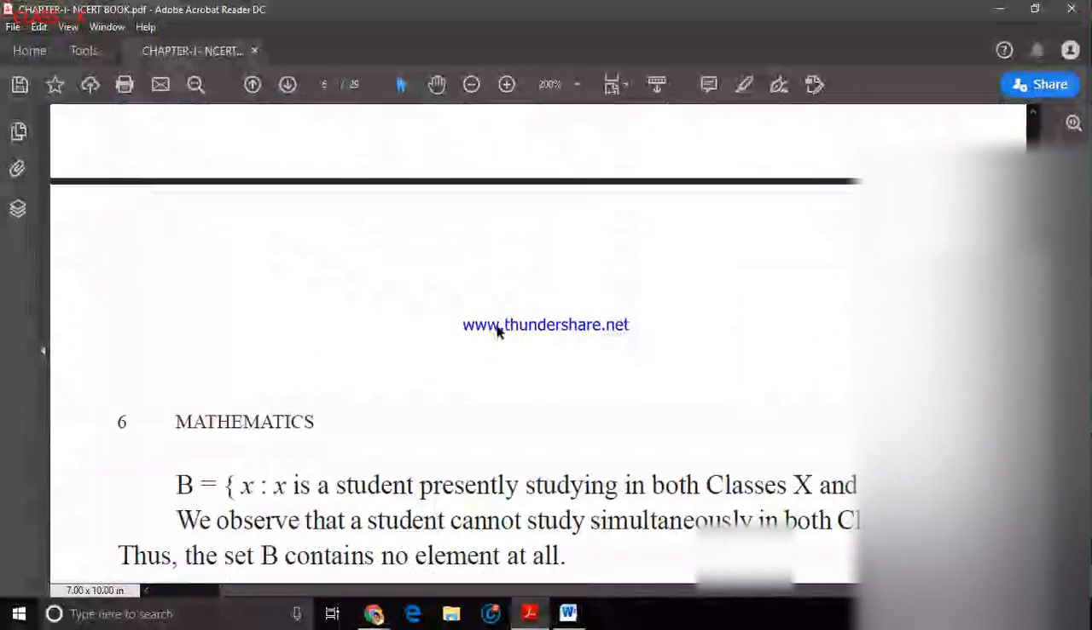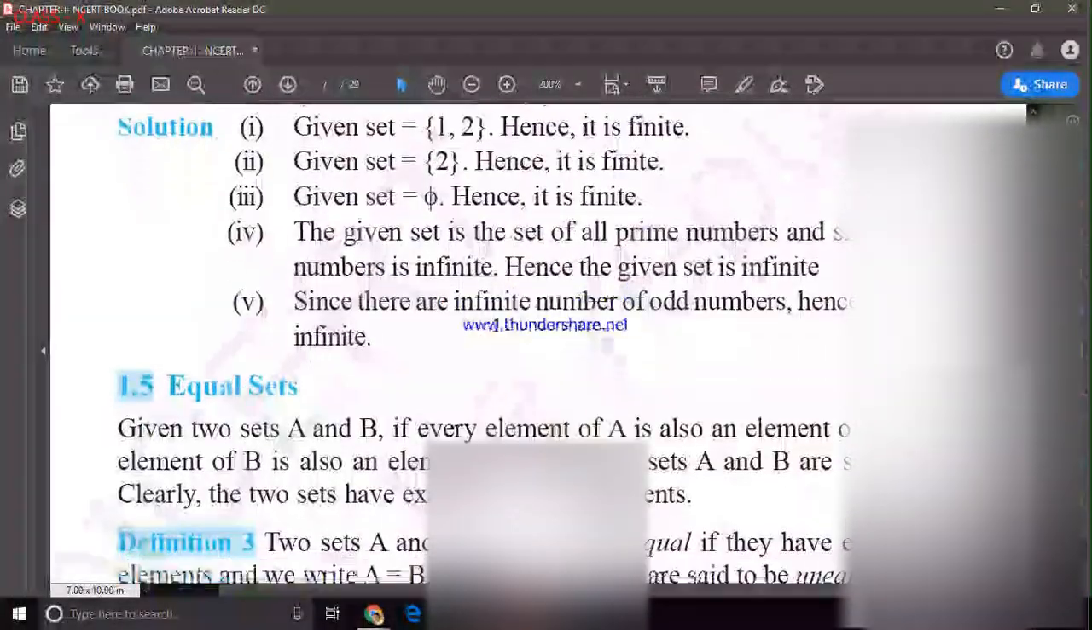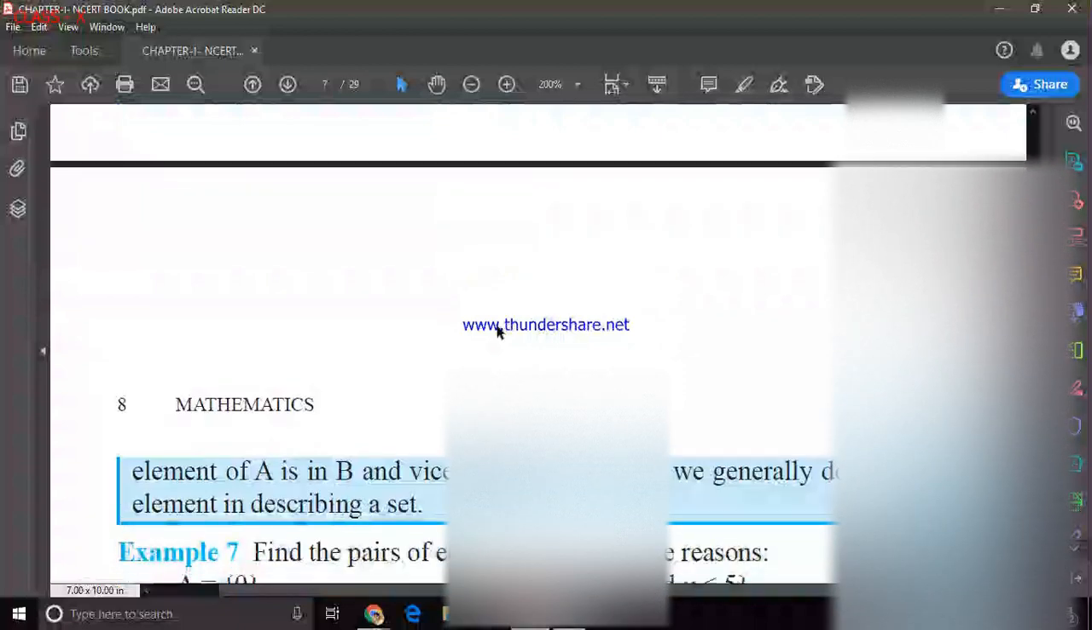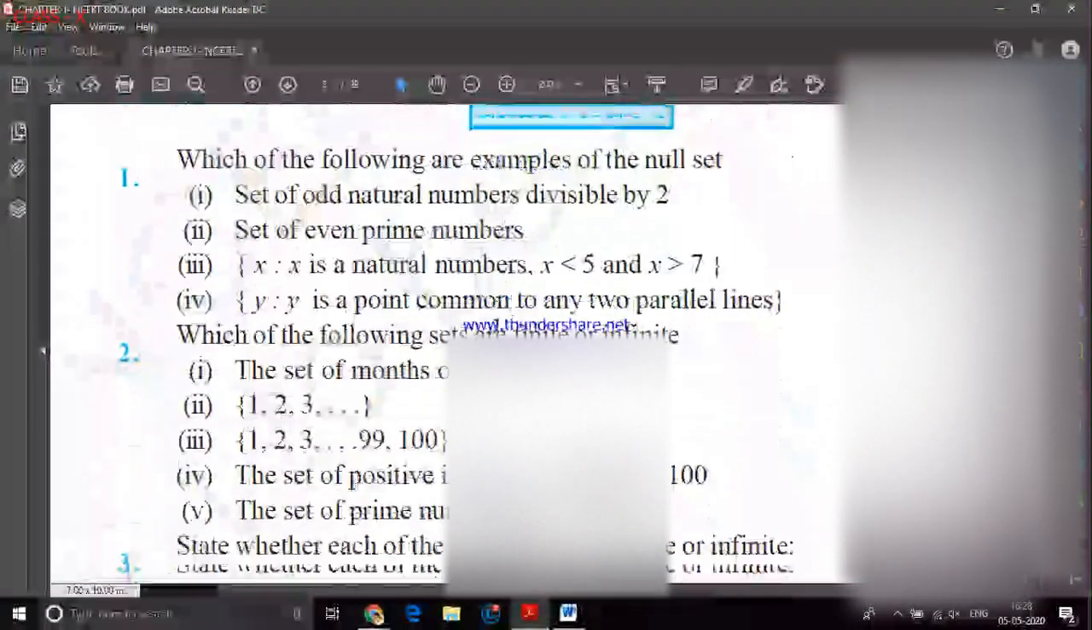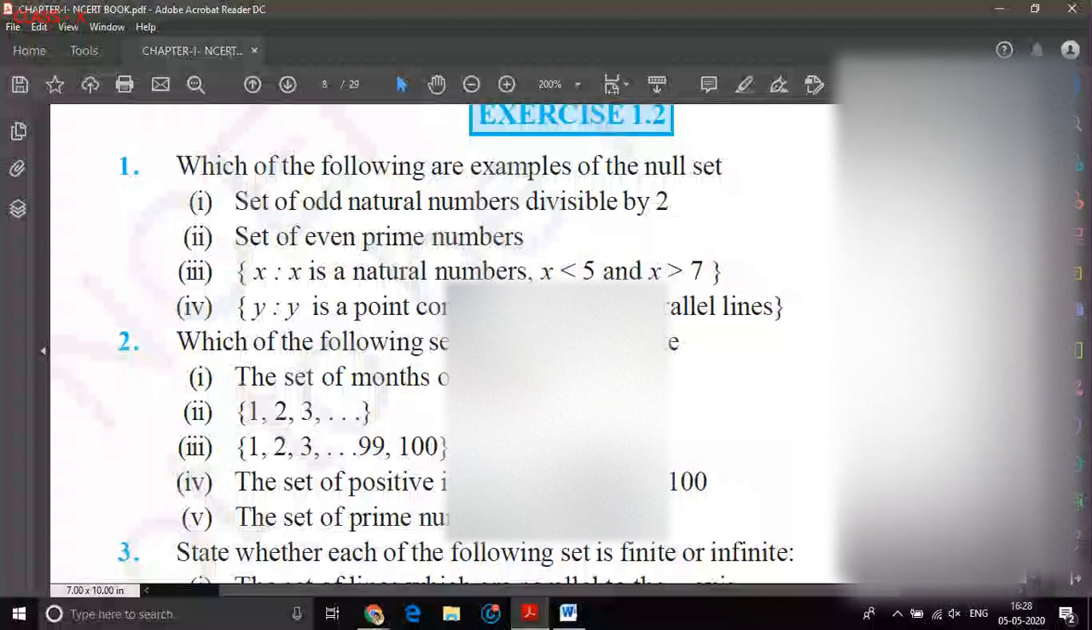Now we move to the second exercise, which discusses the empty set, finite set, and equal sets and all. Now, which of the following are the examples of a null set?